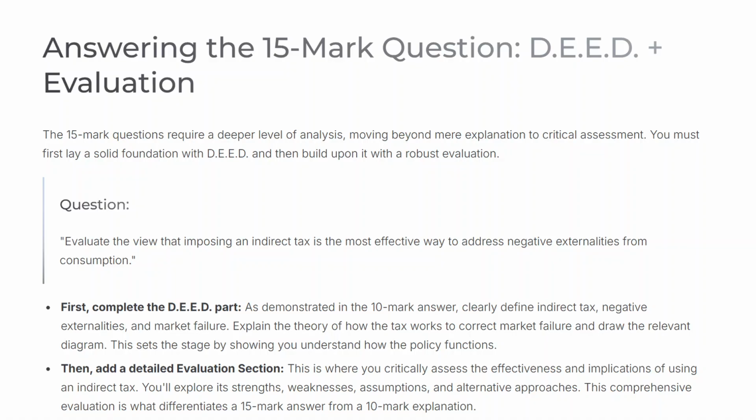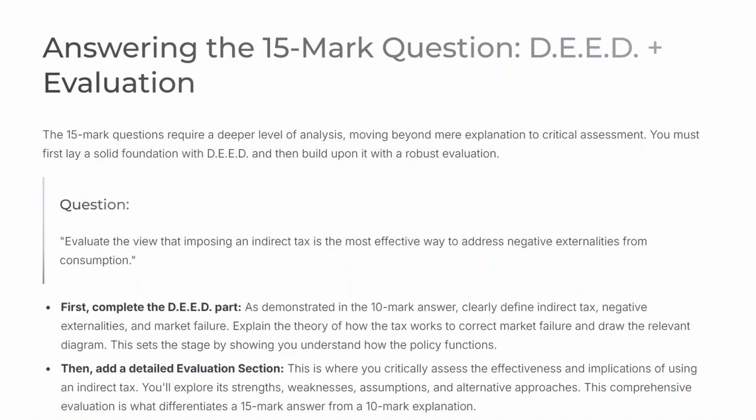Examples. Use a real-world example to bring your theory to life. Talk about taxes on cigarettes, alcohol, or gasoline. This shows you can apply the concept. Diagram. Draw the correct, fully labeled diagram. For this question, you would draw the negative externality diagram and show how a tax can shift the MPC curve towards the MSC curve to achieve the social optimal quantity. Crucially, you must explain your diagram in the text.